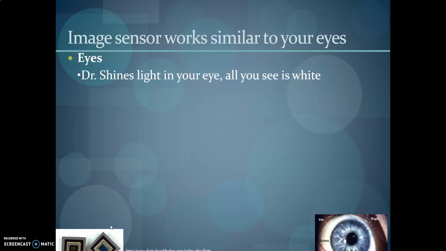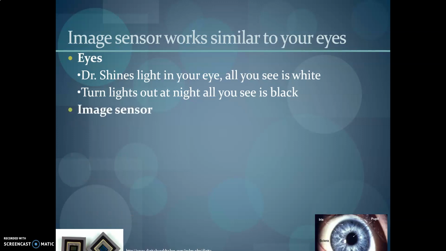Image sensors, well, they're much like your eyes. When you go to the doctor's and he checks your eyes, he shines a light in your eye and all you see is white. And then on the other side of that spectrum is at nighttime, you go to bed, you turn your lights out, and the room is pitch black. You don't see anything. The longer you're in that blackness, the more your eyes adapt, though, so you can start to see things you couldn't see originally. What's happening is your pupil is going from this to a much bigger circle, so you can see more.